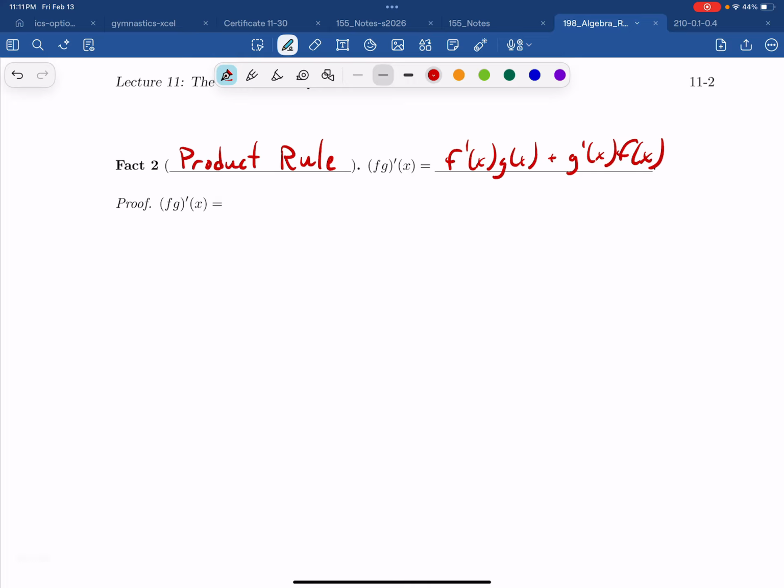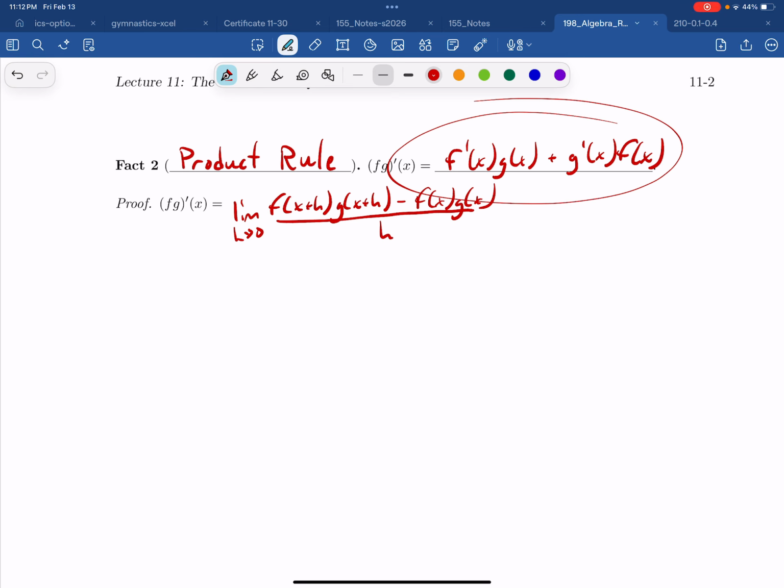Well, to take the derivative of f times g of x, we are taking the limit as h approaches 0 of f of x plus h times g of x plus h minus f of x times g of x, all over h. And we have to somehow get this formula from that. Really, this boils down to a bunch of symbolic manipulation along with one clever addition of the number 0. Yes, I'm serious. We add 0. We're really clever about it.